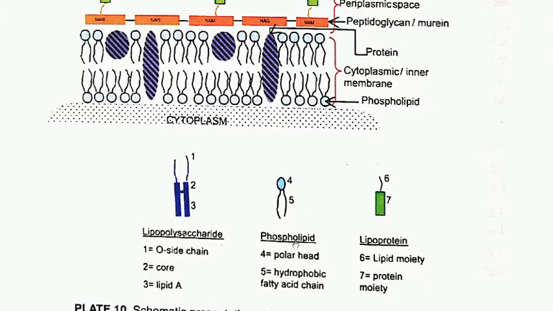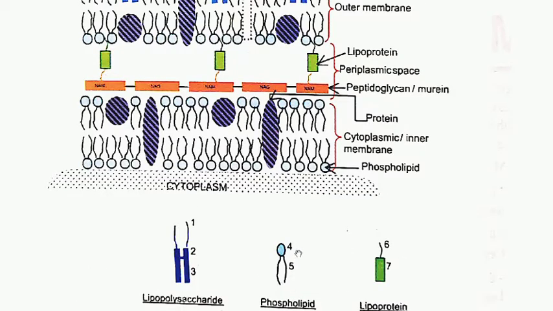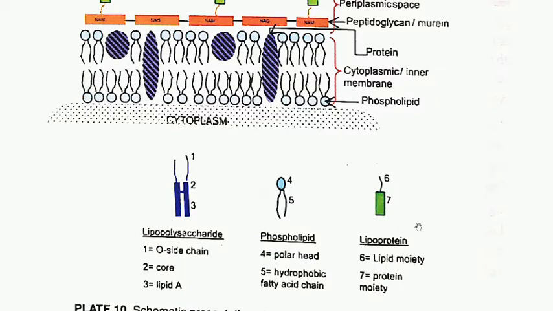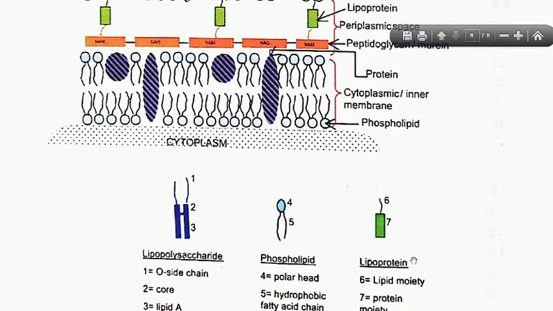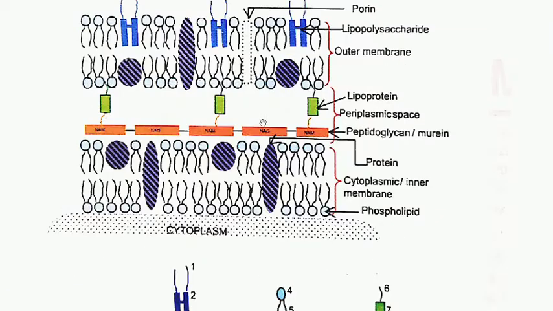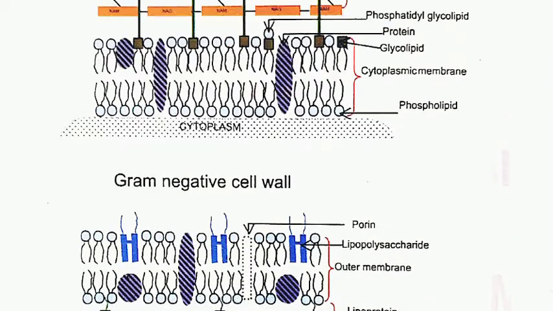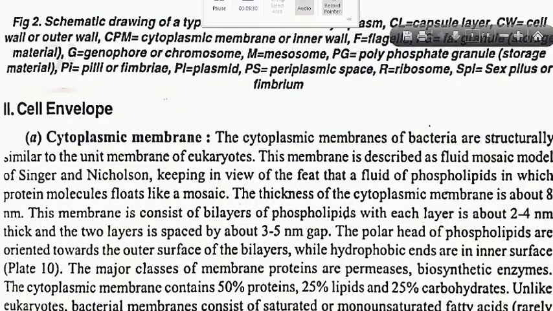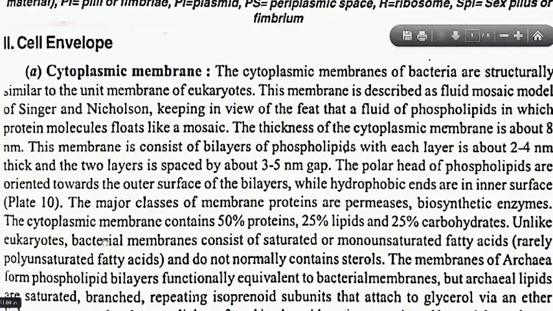Now I will show you where the phospholipids are. These are the phospholipids, so the ends are facing each other. Then the lipoprotein is this, which has the lipid moiety, and 7 is the protein moiety. Now you can very well understand how it is looking. It is very easy for you all to understand the diagrammatic presentations. I again come back to the description of the cytoplasmic membrane. Now you have understood the diagram.